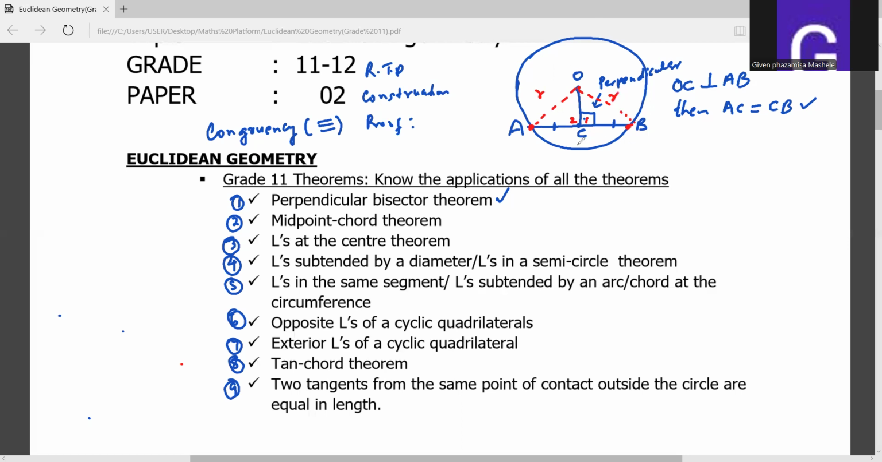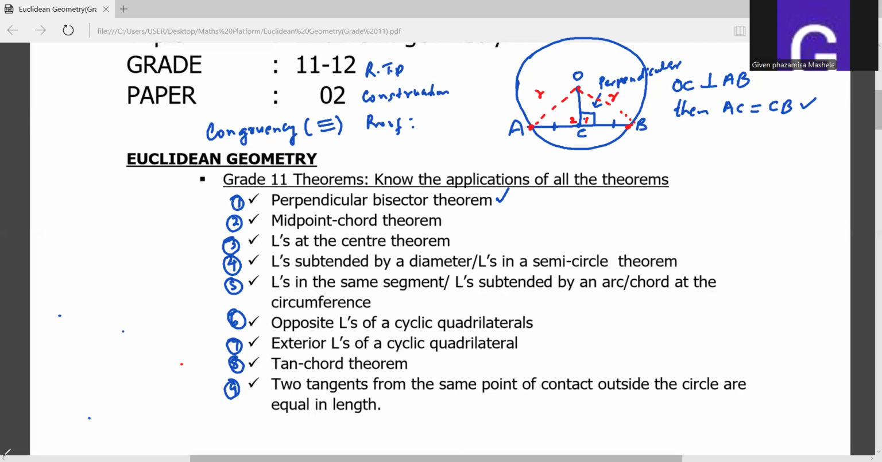So actually, I don't want to prove the theorems now. I just want to use them. Then it means there will be another session where we'll just prove the theorems. Right, then this is according to the perpendicular bisector theorem. Then the second theorem, which is the midpoint chord theorem.